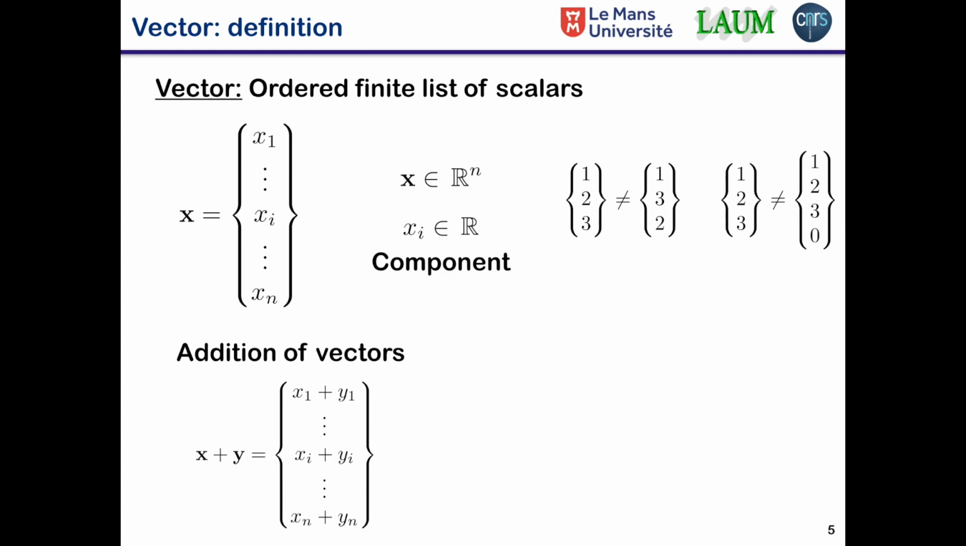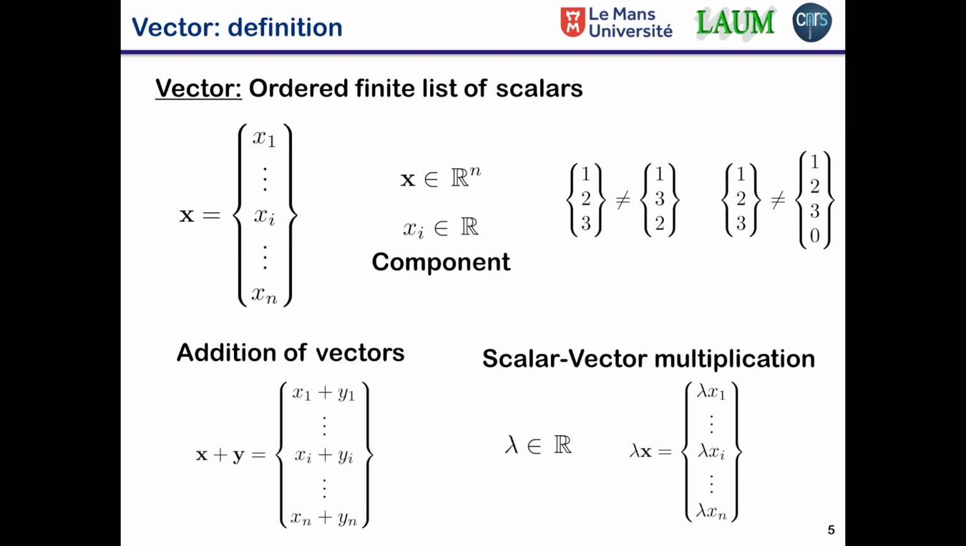We have seen that we have two properties for linearity. So we can see what happens when we want to add two vectors, to generalize the addition. If we have two vectors x and y, then the sum of x and y is the vector where all the components are the sum of the individual components: x1 plus y1, xi plus yi, until xn plus yn.